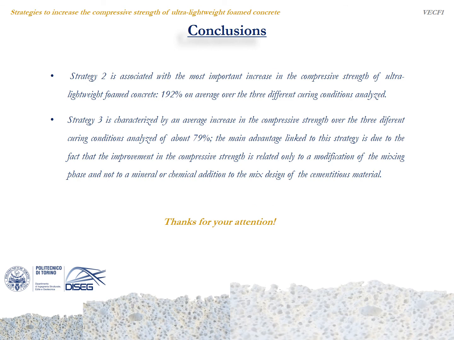Strategy 2 is associated with the most important increase in the compressive strength of ultra-lightweight foamed concrete, 192% on average over the 3 different curing conditions analyzed. Strategy 3 is characterized by an average increase in the compressive strength over the 3 different curing conditions of about 79%. The main advantage linked to this strategy is due to the fact that the improvement in the compressive strength is related only to a modification of the mixing phase and not to a mineral or chemical addition to the mix design of the cementitious material.